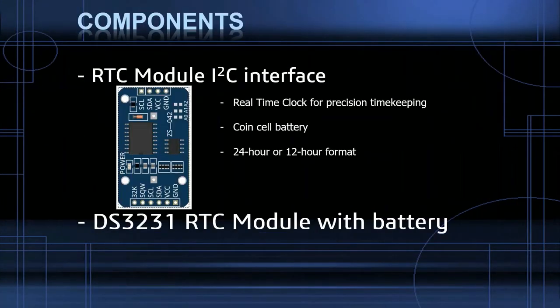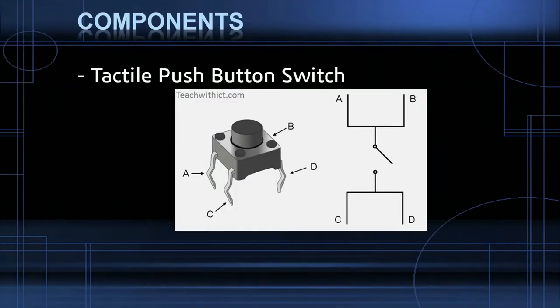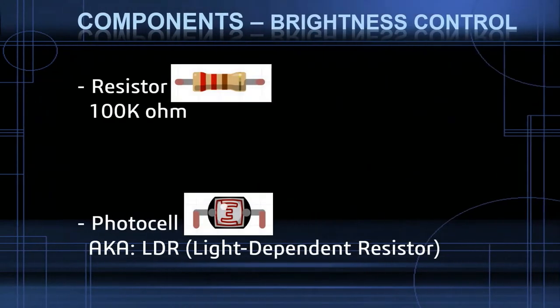We also need a real-time clock with I2C interface. I'm using a DS3231 RTC module, but similar RTC modules can also be used. We need a push button switch to change the display from a clock to temperature indication. Lastly, we need a 100 kilo ohm resistor and a photo resistor as well, also known as LDR, light dependent resistor. We will use the LDR to control the brightness of the 7-segment display.